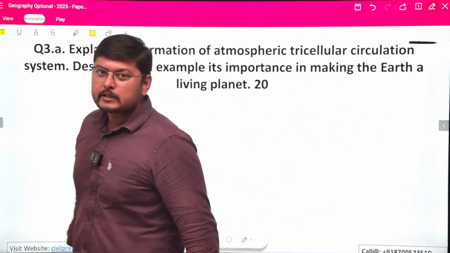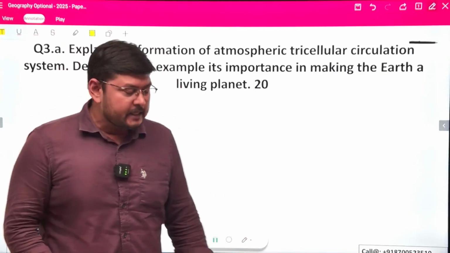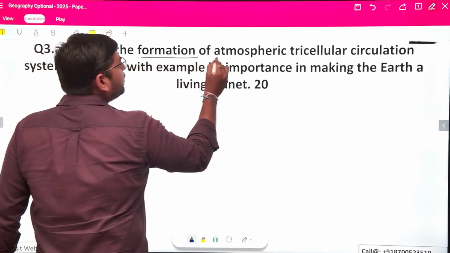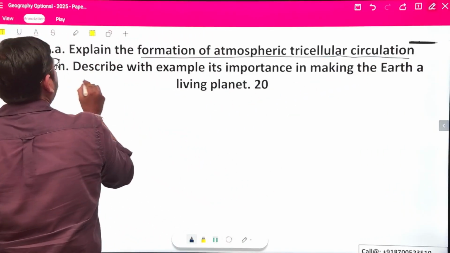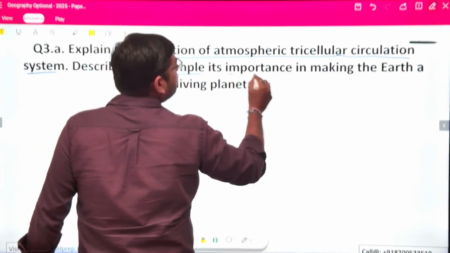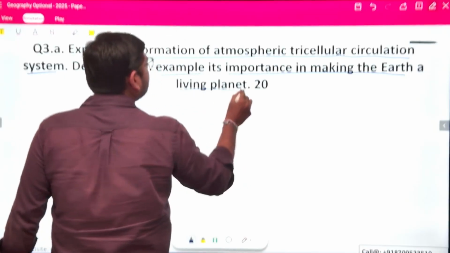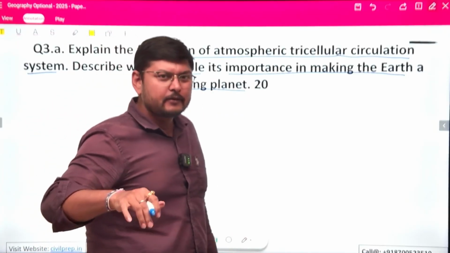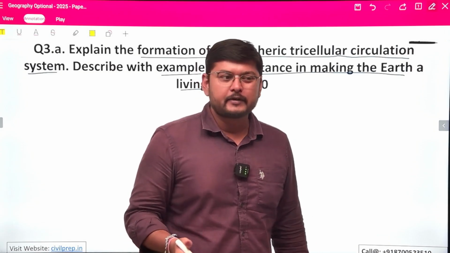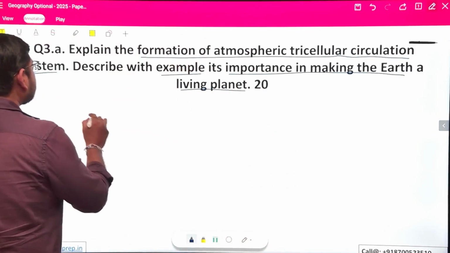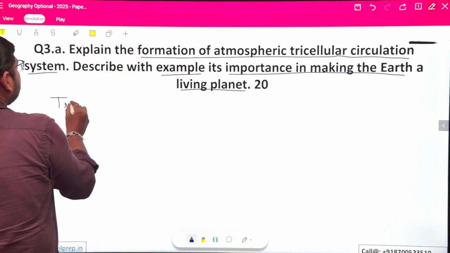Okay, friends, so the next question we have is with respect to the formation of the atmospheric tri-cellular meridional circulation system. Describe with example its importance in making Earth a living planet. Guys, this is a very static question. It has been repeatedly asked in previous years also, where we need to explain the tri-cellular circulation.